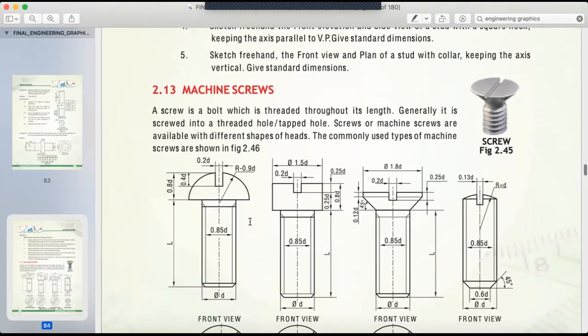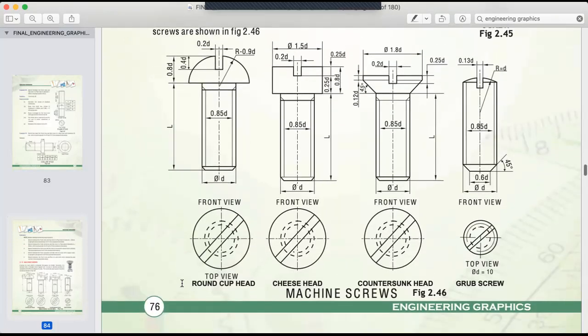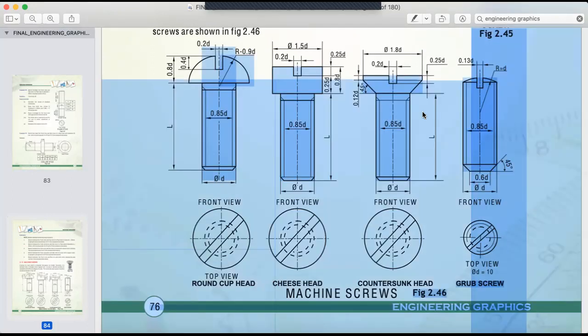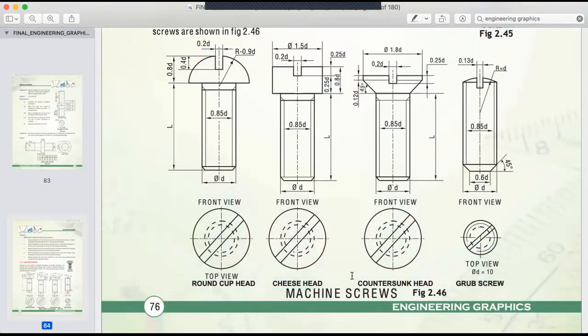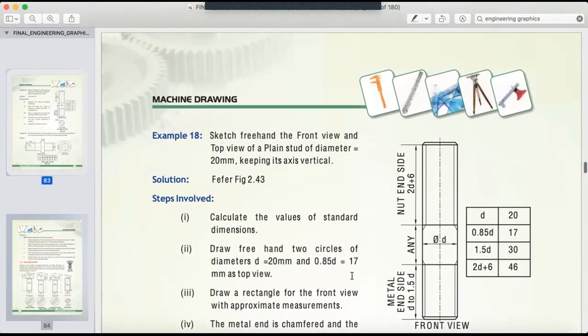Then they have screw. So I would generally say that you have bolt, right? So if you reduce the bolt size, then it becomes screw. I'm sure you have seen screw. So here we have 4 types of screw. You should know the name of the screw: the round cup head, sorry, cheese head, countersunk head, and grub screw, right? And if possible, search their application.